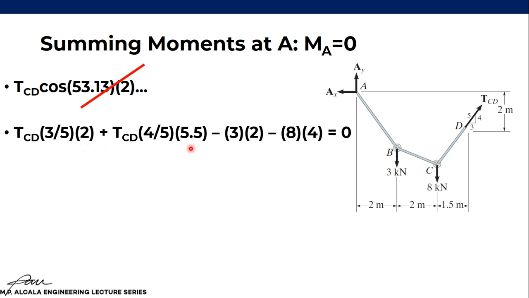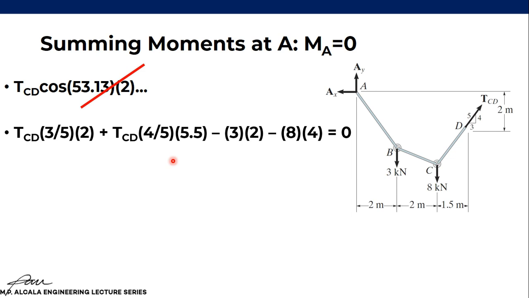Now, this is positive because the assumption of our force is counterclockwise. It will give a counterclockwise moment: moment arm downward, force to the right. In the case of tension CD along the y-axis, the moment arm is 5.5 meters, meaning the total length of the moment arm, multiplied by the tension CD y component, which is this one, 4 over 5. So sine 53.13 is simply opposite over hypotenuse.